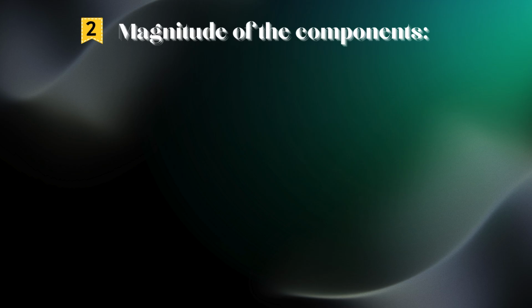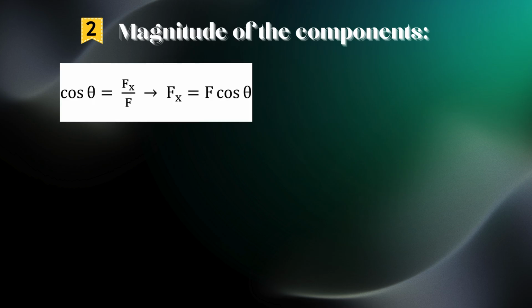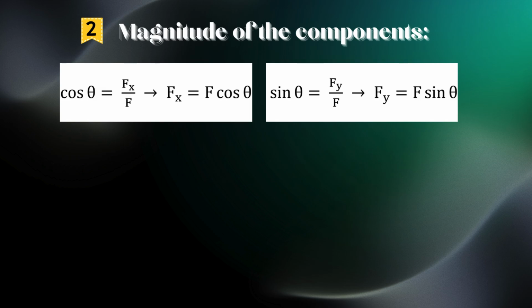Using trigonometric functions, the horizontal component of the force, Fx, is found using cosine, which is Fx is equal to F multiplied with cos theta. And the vertical component Fy is found using sine. Fy is equal to F multiplied with sine theta.